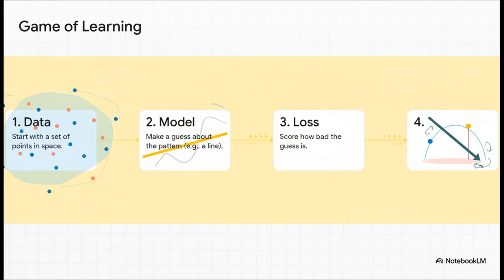This whole process can actually be broken down into a universal four-step game that literally every single machine learning system plays. It always starts with data, which are just points. Then you choose a model, which is basically your guess about the pattern. Next, you need a loss function to score just how wrong your guess is. And finally, you use an optimization strategy to systematically make that guess better.